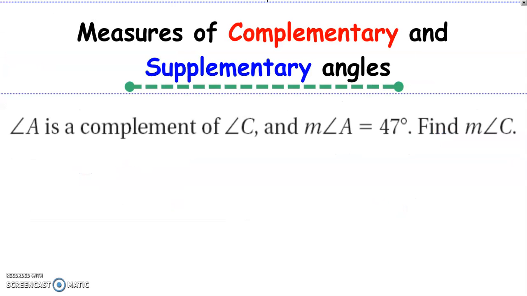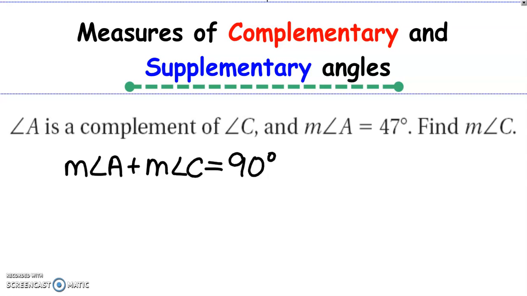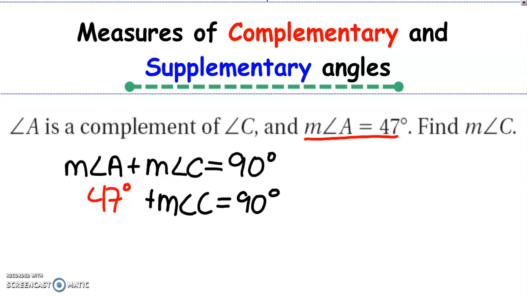So now we're going to look at some words instead. Angle A is a complement of angle C. This means that the measure of angle A plus the measure of angle C equals 90 degrees. So if they're complements, they add up to 90 degrees. Now we know that the measure of angle A is 47 degrees. So 47 degrees plus the measure of angle C equals 90 degrees.